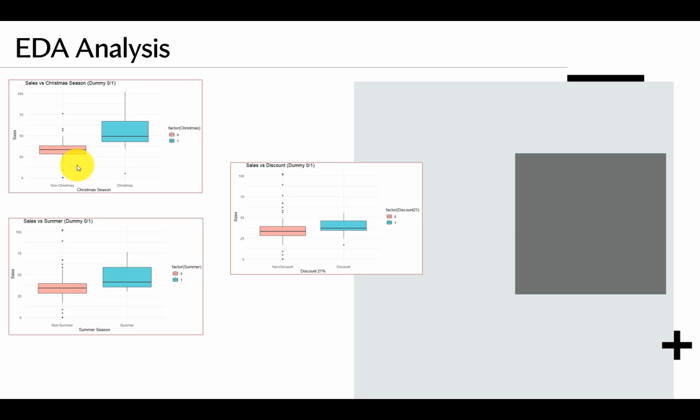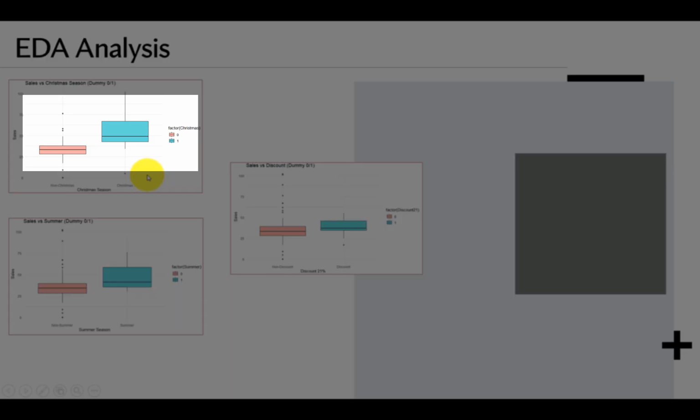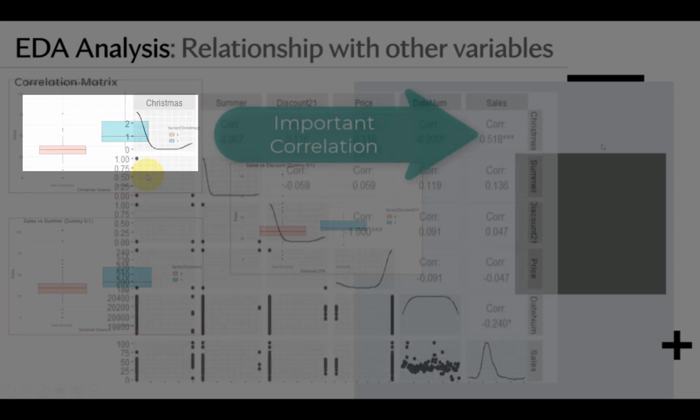We can notice that the Christmas variable produces the highest change in sales compared to other variables like this one, because when the Christmas event is taking place, the sales average seems to be higher.